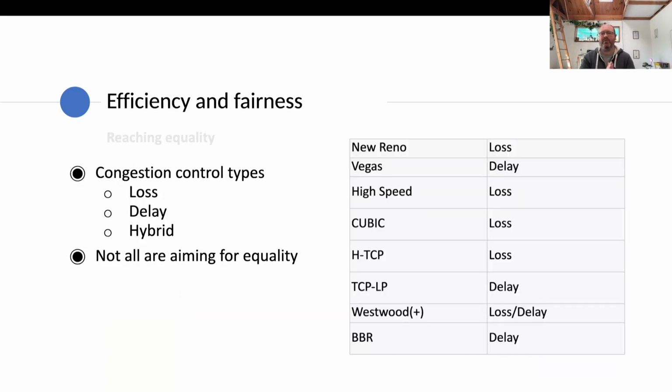So when we talk about efficiency of fairness, we've got our congestion control types, and typically they're one of three. Typically they're a loss algorithm, so they're using things like out-of-order packets or missing packets or timeouts to detect when there's a congestion event. But we also have delay as well. And these are some of the algorithms like Vegas and Westwood and BBR that use latency. They're constantly monitoring the latency of every round trip and looking at delays or changes in that latency to then determine if a link is congested or not.